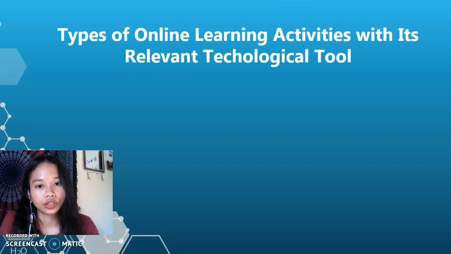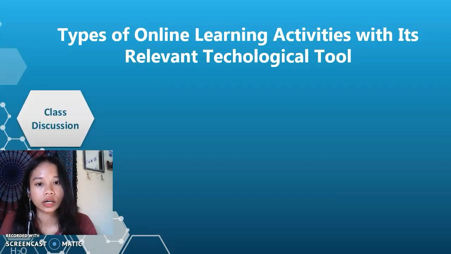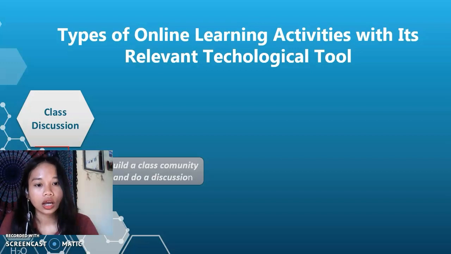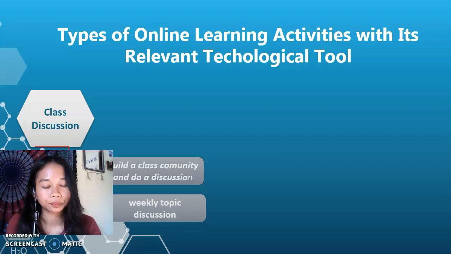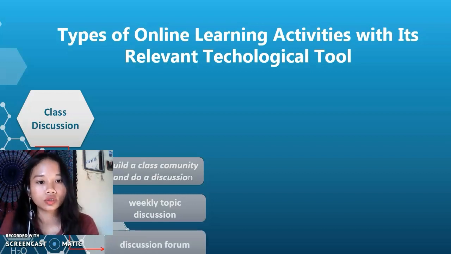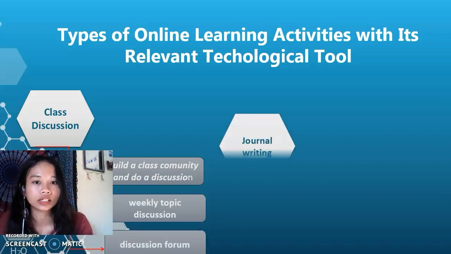Next, we move to the fifth question. It is about types of learning process activities. The first one is class discussion. In class discussion, students build a class community and hold a discussion. The teacher will give students a weekly discussion topic in this activity, and there will be a question and answer section in this discussion, so the students should respond to each other. The technological tool used in this activity is the discussion forum.